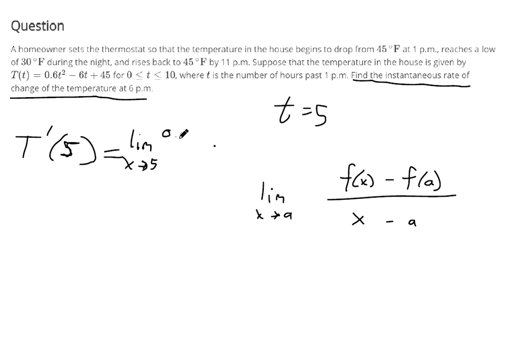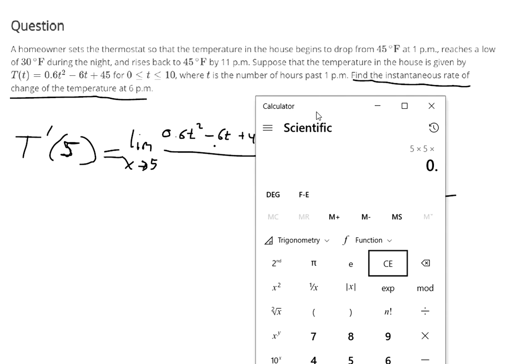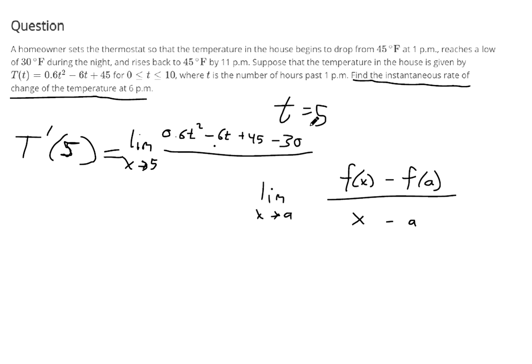We got 0.6t squared minus 6t plus 45 minus f of a. So if we were to plug 5 in here, what's the value? We can do that by doing 5 squared times 0.6, and we subtract 30, because that's what 5 times 6 is, plus 45. So it looks like we got a temperature of 30 degrees at 6 p.m. And then we're supposed to divide that by x minus a. So x minus 5. Oh, I wrote x. T, right? We're talking about t minus 5. And I wrote x over here. This is all the variable t.